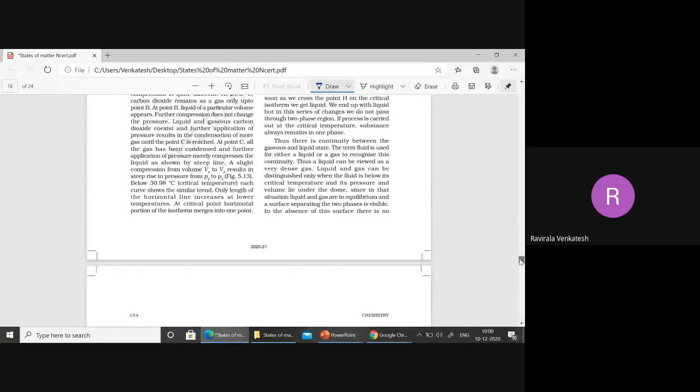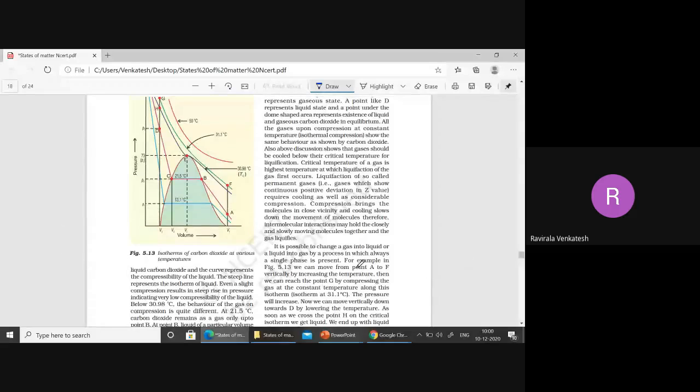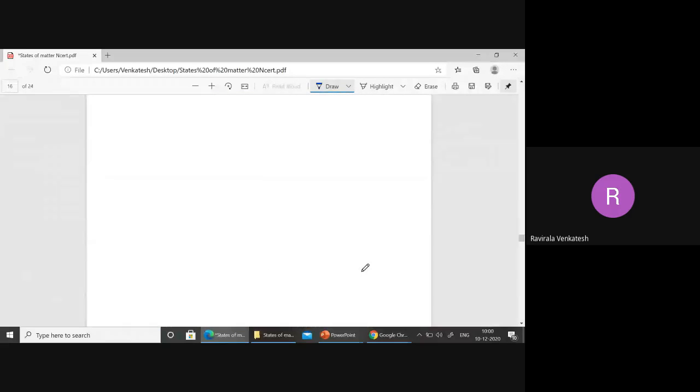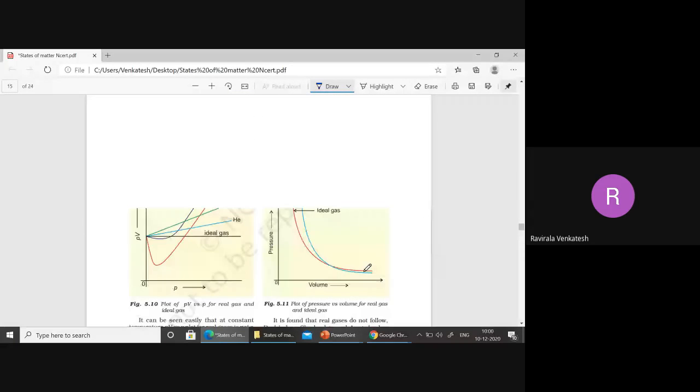Whatever exercise is given in the textbook, the solved problem, you complete that one. The remaining is not there in the portion, so you can leave it. Whatever the questions are there, tomorrow we'll discuss the remaining questions and we'll start thermodynamics also.